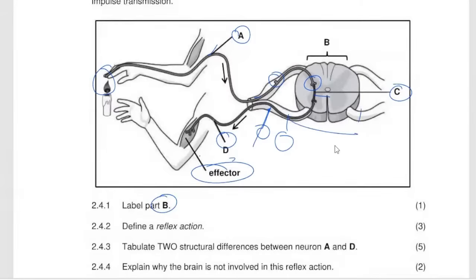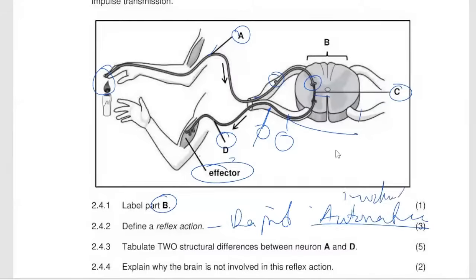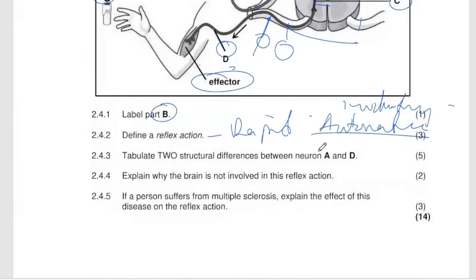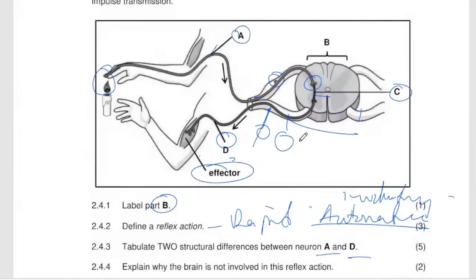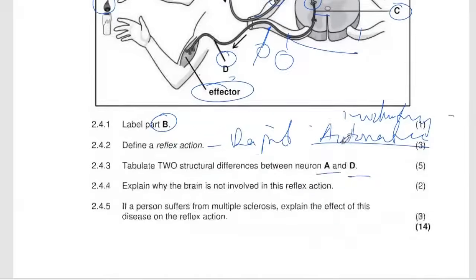Define the reflex action: a rapid automatic response to the stimulus. We want to see the word rapid. We want to see the word automatic. Or we can use the word involuntary. Yes, rapid automatic response or reaction to the stimulus. Tabulate the difference between A and D. A is the sensory neuron, and D is the motor neuron.